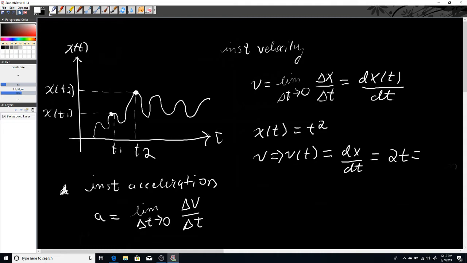But once again, with instantaneous acceleration, we want to know acceleration at a particular point. So we don't want to know it over this large range, but we want to have it at such a small range that it's essentially at the same point that we started at. So this delta t is going to have to approach 0. And this is what's called the derivative of velocity with respect to time. And this is also the second derivative of position with respect to time.